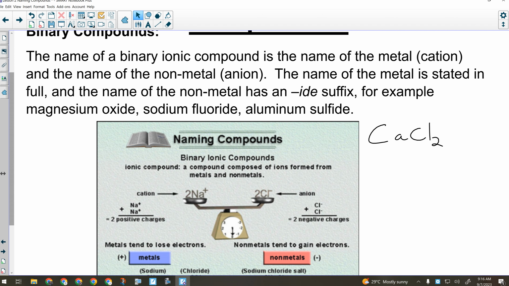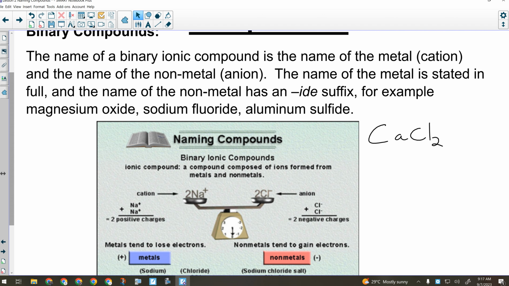Right. The charges have to balance. It's why you do the drop and swap, or swap and drop, whichever way you were taught that. It's why you do the drop and swap when you're making the formulas: the charges have to balance out. An ionic compound has to have an overall charge of 0. Calcium has a 2+ charge. Chloride has a 1- charge. So there needs to be 2 chlorines to bond to any single calcium atom. Everyone okay with that idea?